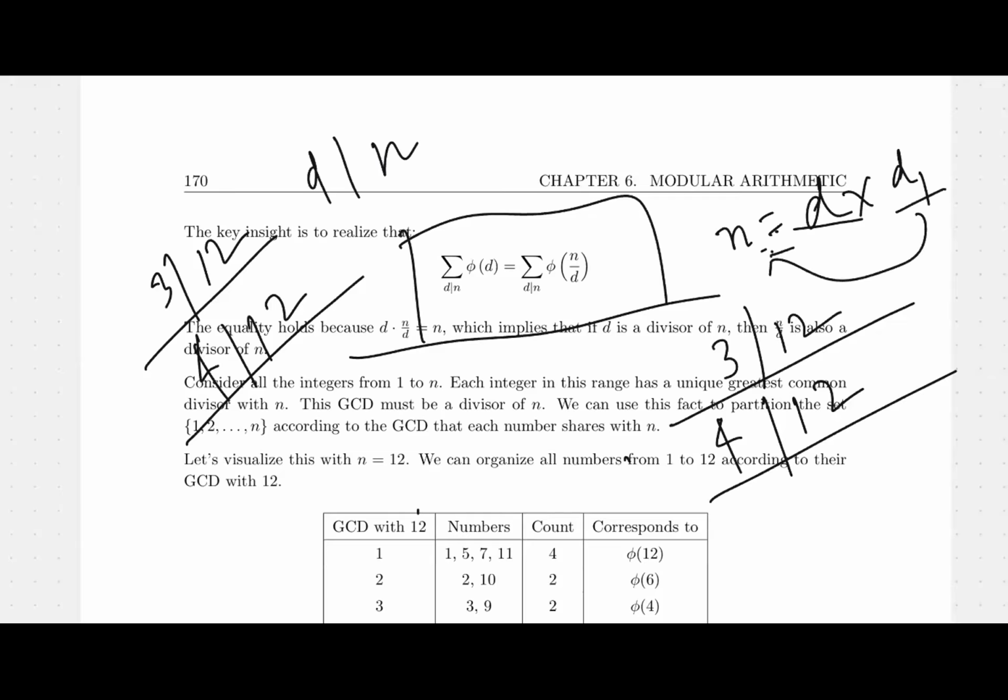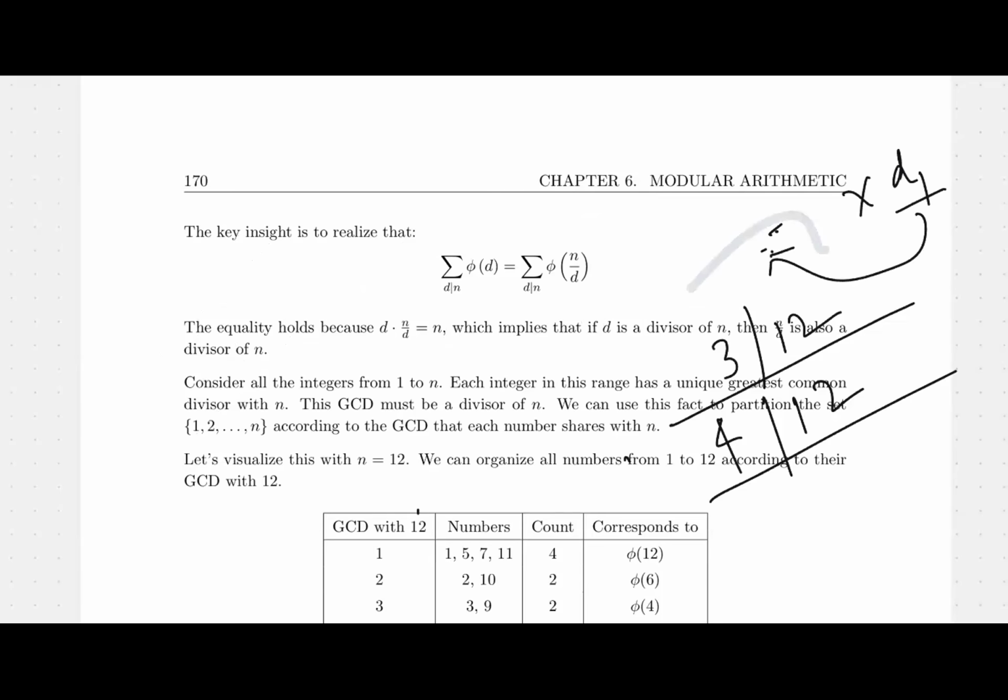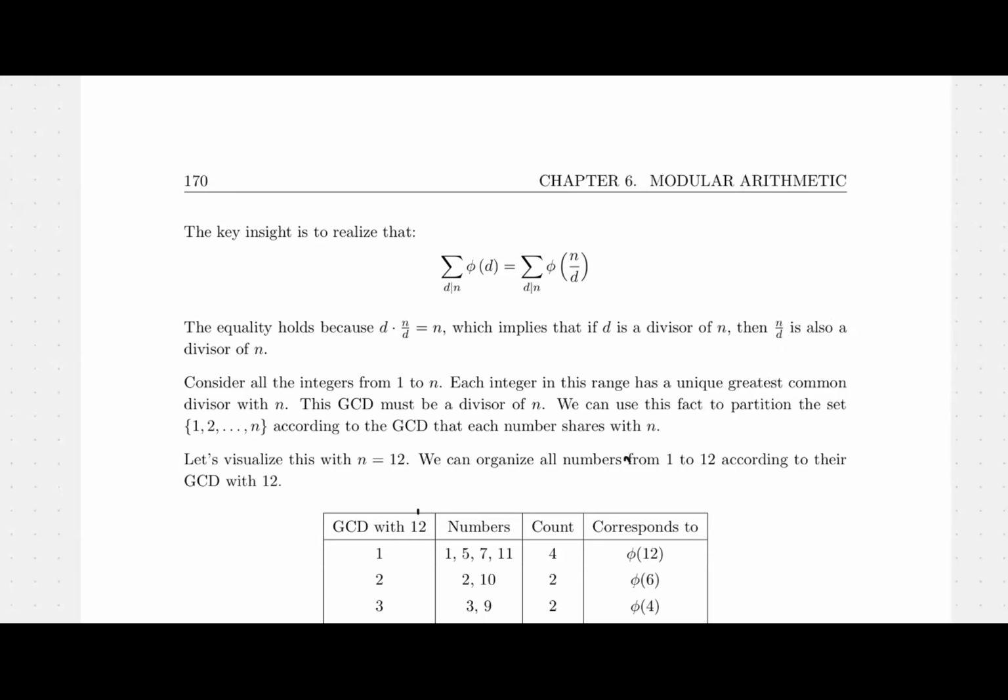So the idea is that the LHS and RHS are both the same, basically equivalent. Correct, because it's a one-to-one mapping. We are simply replacing d by n over d, because it's just a rearrangement of the sum. It's nothing more.